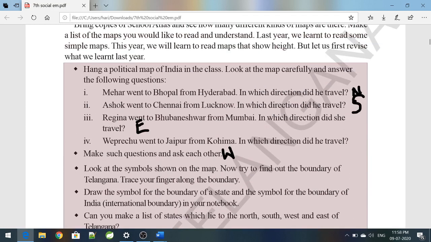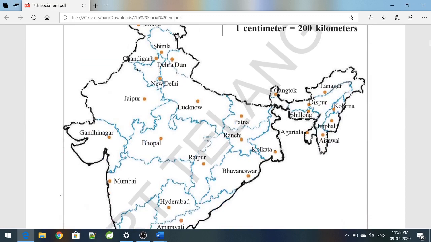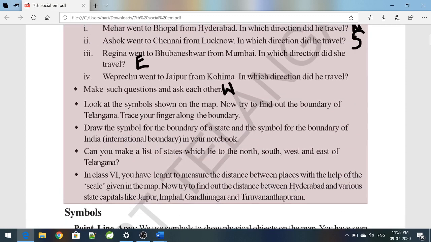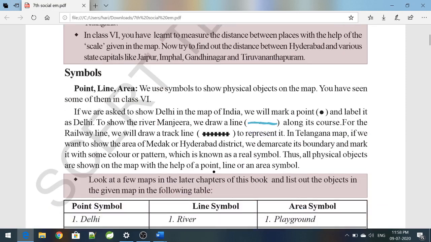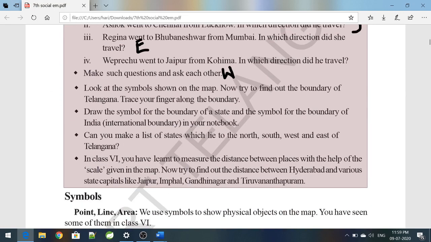Regina went to Bhubaneswar from Mumbai. Where did she go? Bhubaneswar, from Mumbai. So here is Mumbai and here is Bhubaneswar. She is going from west to east. This is the eastern side. And he went to Jaipur from Kohima. See here, here is Kohima, here is Jaipur, from east to west. So in which direction is he going? Towards the west direction.